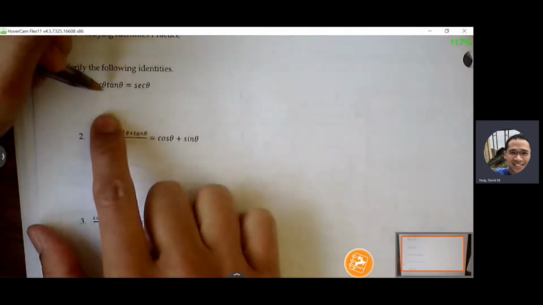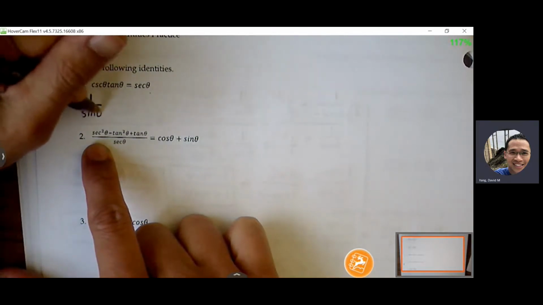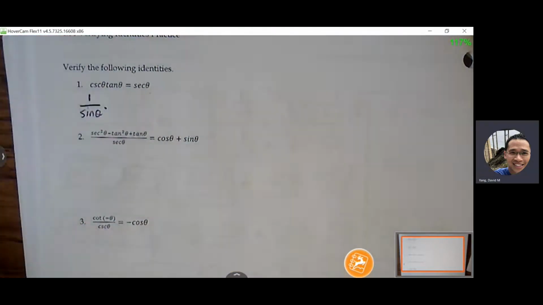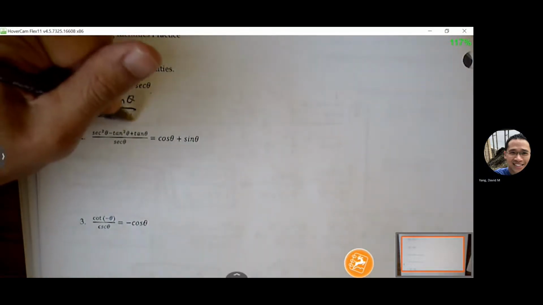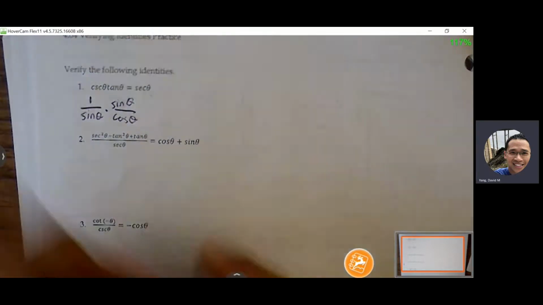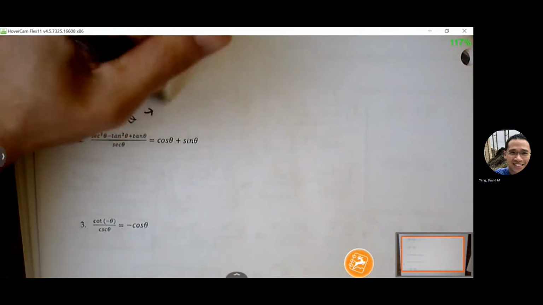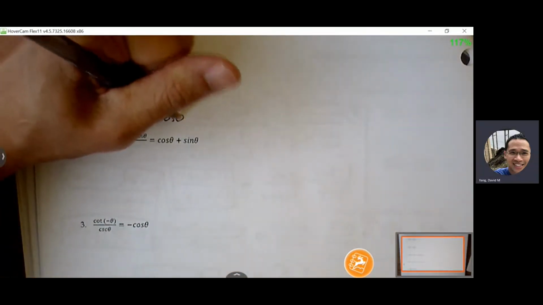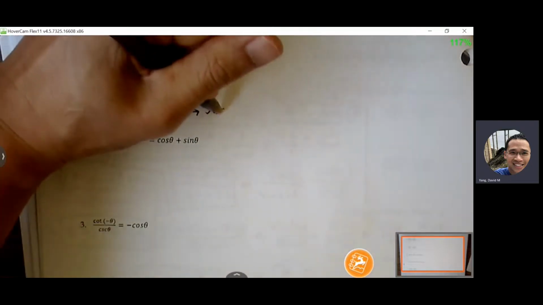So we know cosecant can be represented as 1 over sine. And then tangent is what? All right, this is an easy one here, right? Sine goes away. And what's 1 over cosine? Secant. And we're done.